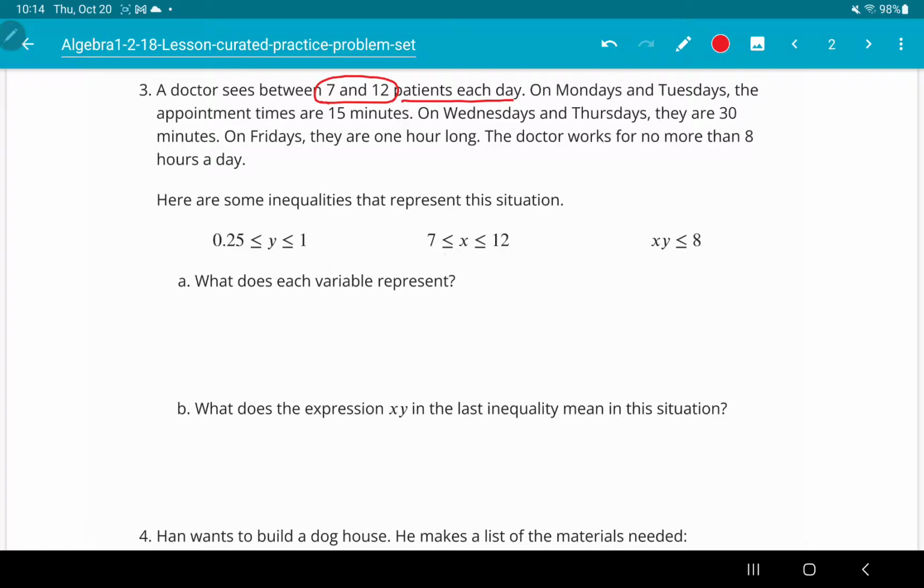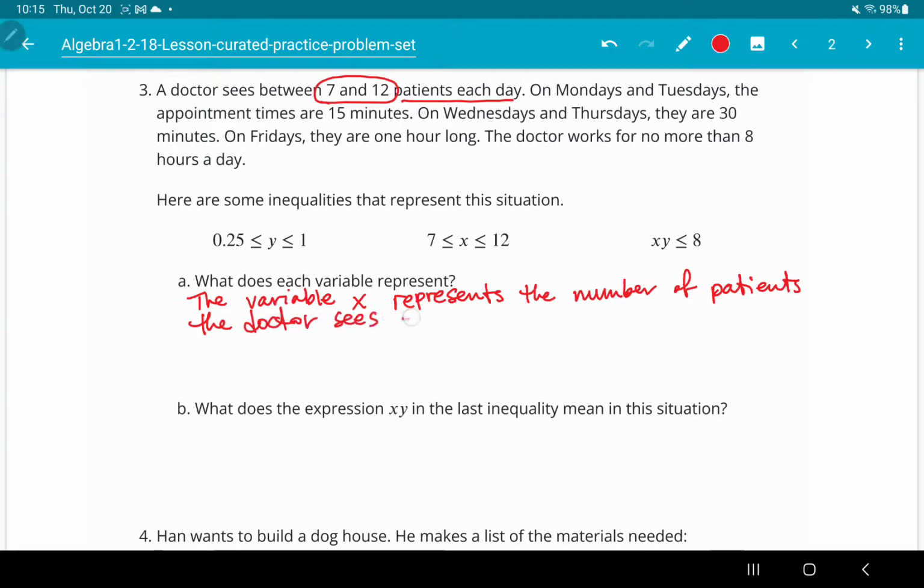Okay, so the variable x, we can start this sentence with the variable x represents, and then it says it's the number of patients the doctor sees each day. All right, so the variable x represents the number of patients the doctor sees each day. Okay, so we figured out what x is.